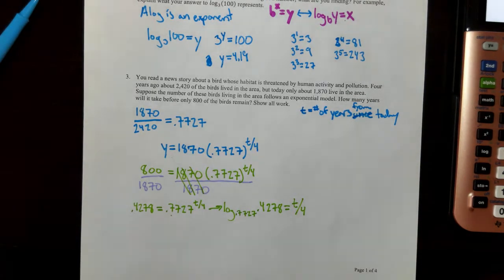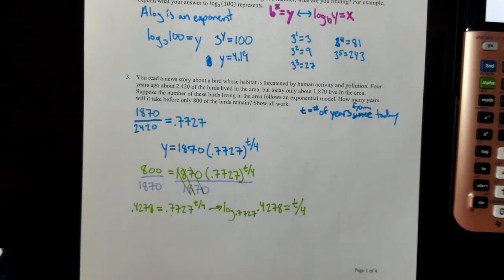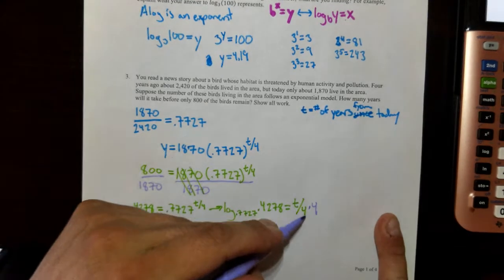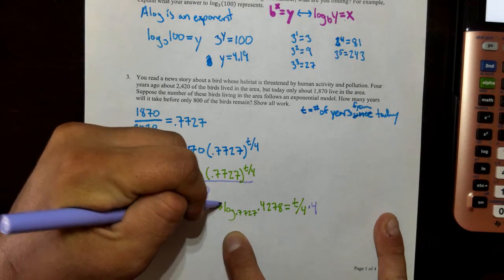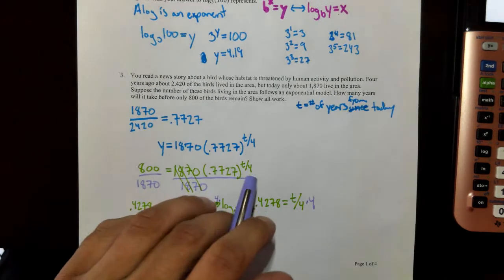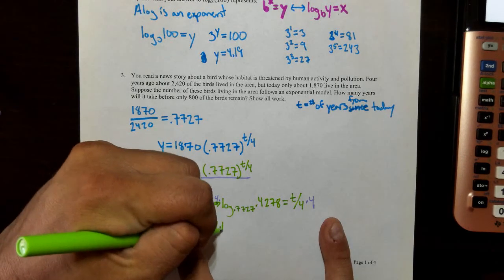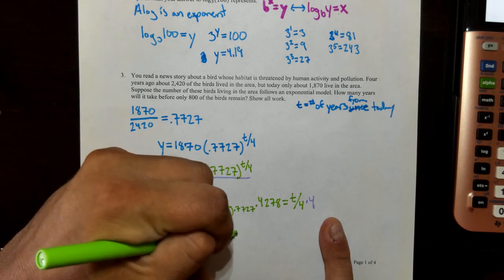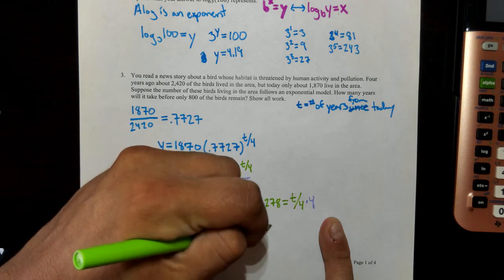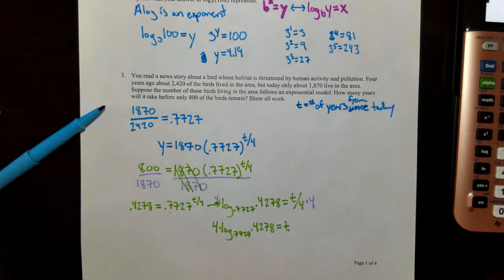And then at this point, we can multiply both sides by 4, because we want to get t by itself, right? T is divided by 4, so we want to multiply both sides by 4, which will leave us with 4 times log base of 0.7727, 0.4278 is equal to t. And now we can just plug this into our calculator.